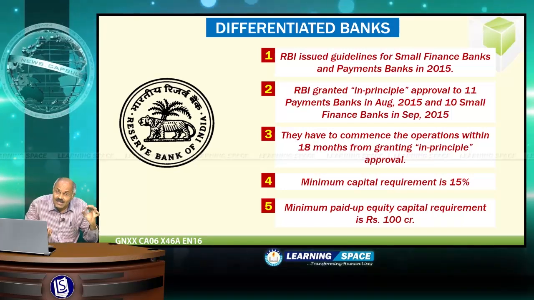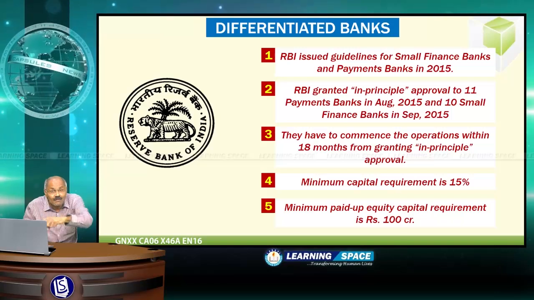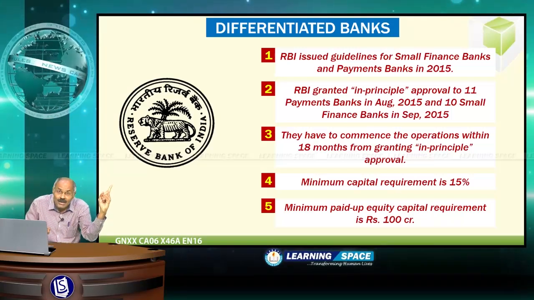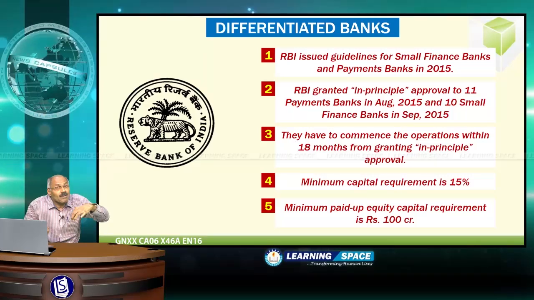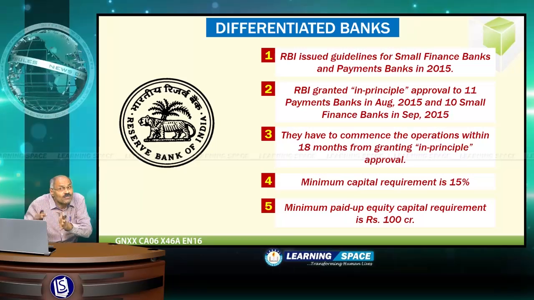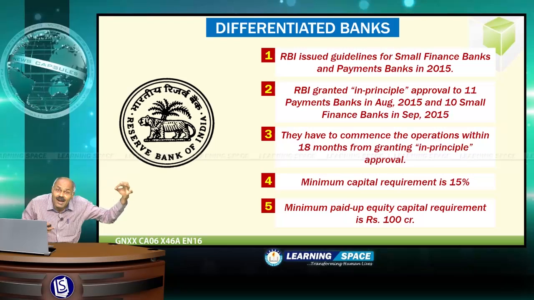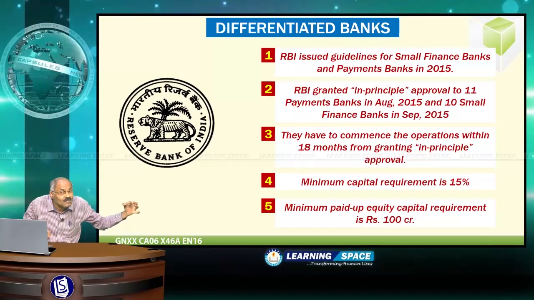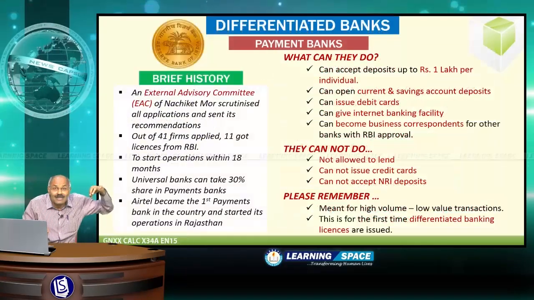For these differentiated banks, minimum capital requirement is 15%, whereas for universal banks, the minimum capital requirement is 9%. At the same time, minimum paid up equity capital requirement is rupees 100 crores for these differentiated banks, and it is rupees 500 crore for universal banks. And let us look at payment banks.